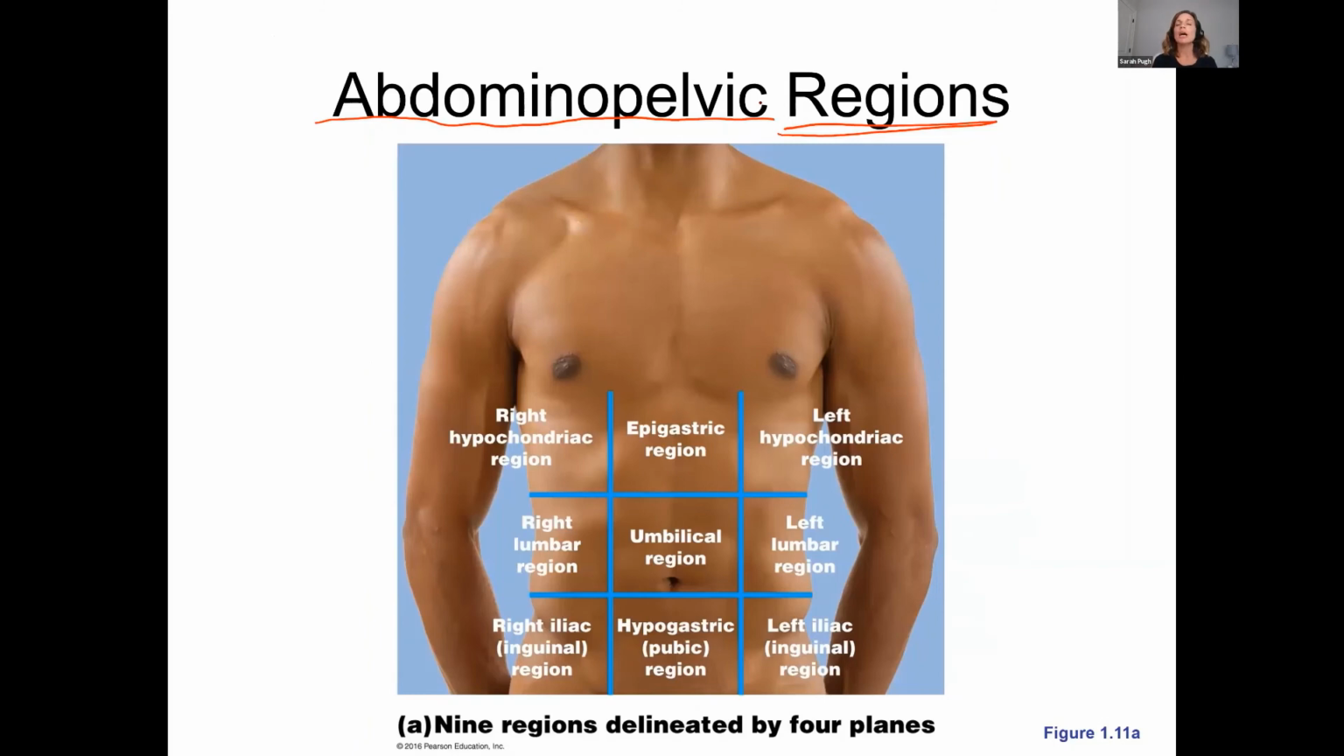So obviously we're going to start with rights and lefts. Remember, it's anatomy. So it's the right and left of the patient. Okay, so we're going to start over here on the right side of the patient. So we have the right hypochondriac region. Let's break that word down. Okay, so we're going to start with the term hypo. Does anybody know what that means, hypo?